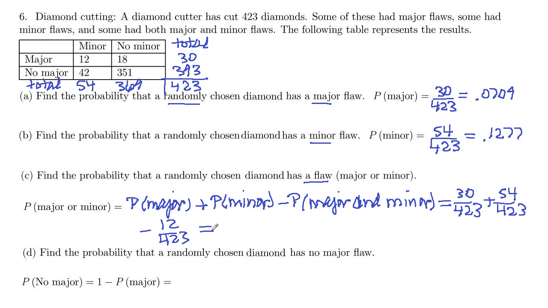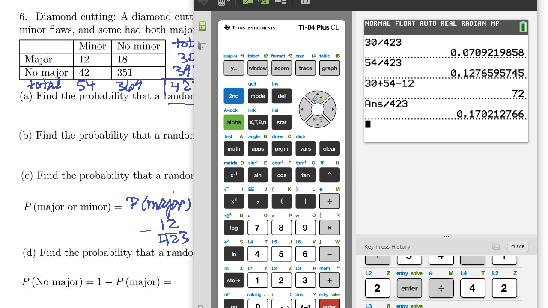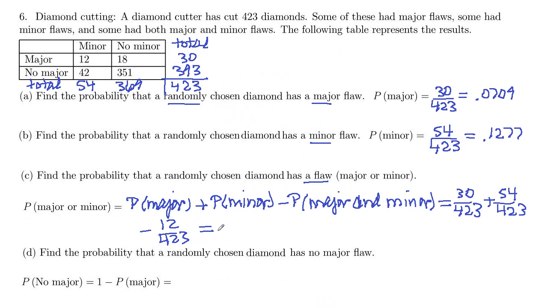Those all have a common denominator, so we do 30 plus 54 minus 12. So 30 plus 54 minus 12 is 72. Divide that by our 423, 0.1702. So this is 72 out of 423, 0.1702, so 17.02%.